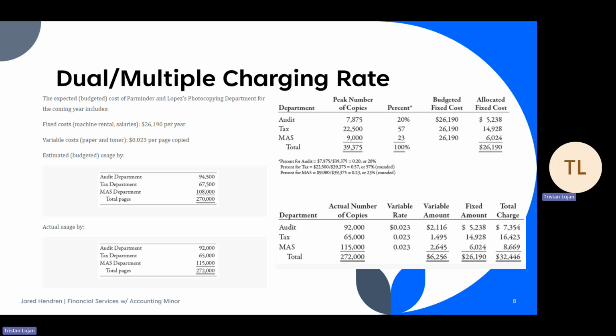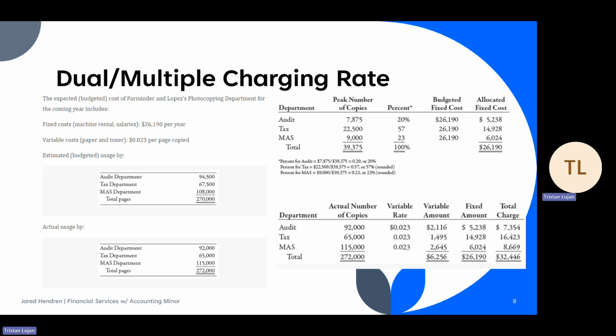You multiply the variable rate by the actual usage for the year to get your variable amount. Then you add that to the allocated fixed cost we found in the previous step to find your total charge for the department. So this method is a lot of extra work. So why do we even do it? Well, I'm gonna answer that for you.